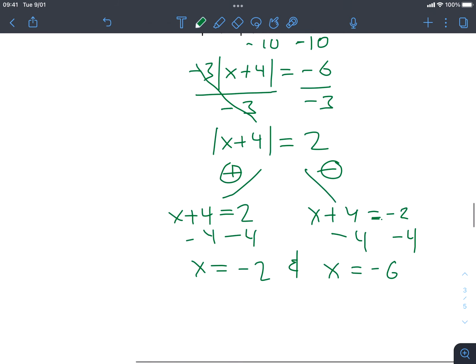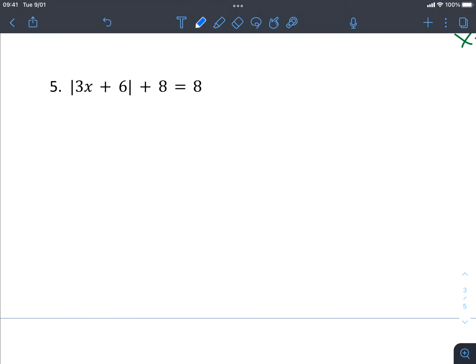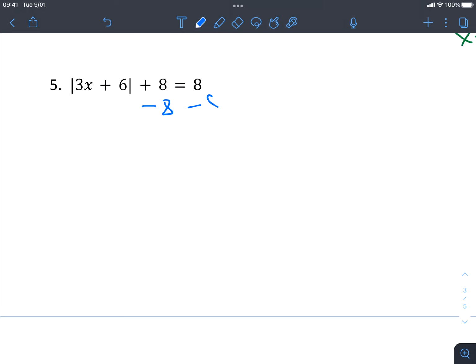Finally, what you'll see in an example such as number 5 here, again, when we go to isolate, we would subtract 8 on both sides. And then I have the absolute value of 3x plus 6 is equal to 0. Now this is an interesting case because my next step would be to split the equation into a positive and negative portion, but 0 can't be positive or negative, so I can't really split it. So instead of having two solutions like an absolute value would, it only has one.